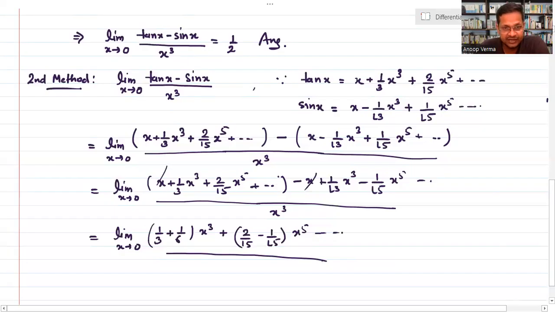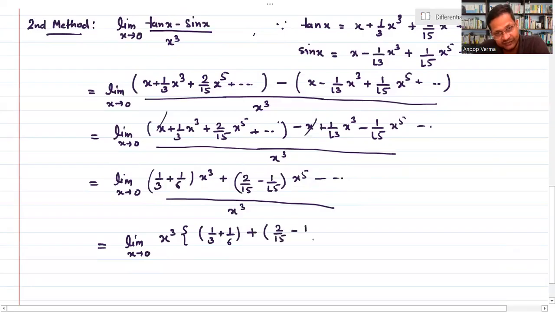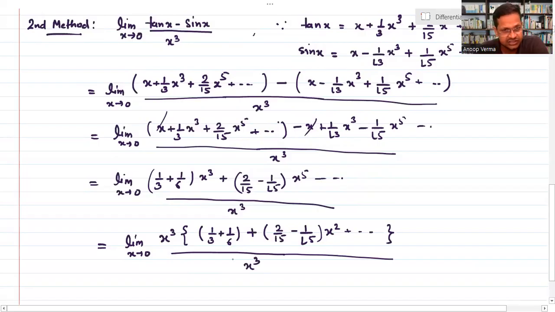Divided by x cube. You can see this is limit x tending to 0. I am taking x cube outside, so what remains is 1 upon 3 plus 1 upon 6 plus 2 upon 15 minus 1 upon factorial 5 and so on. I'm not going to calculate this because here x square remains when you take x cube outside. When we put the limit, it becomes 0, so I'm not going to calculate that. So this cancels out.